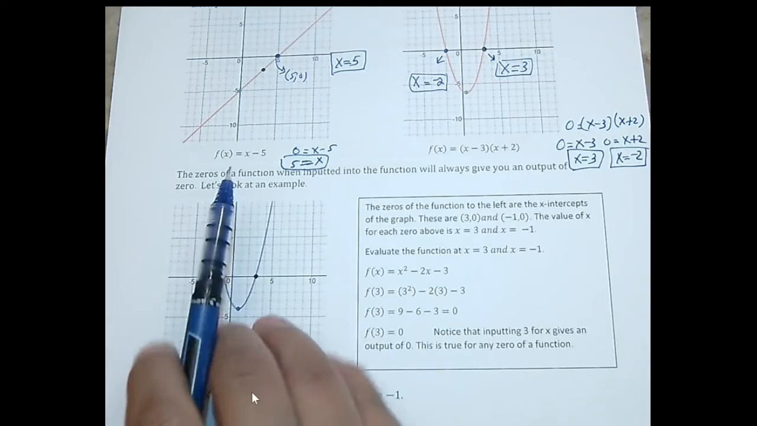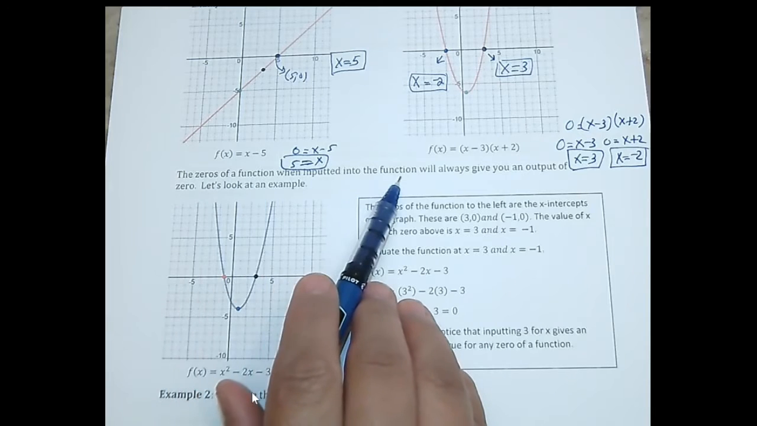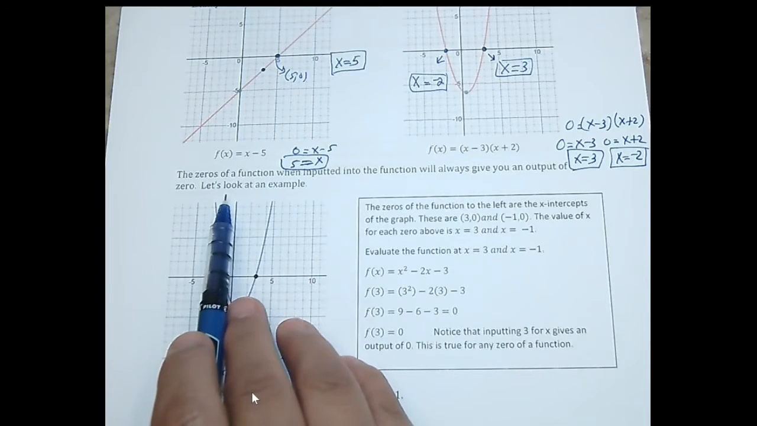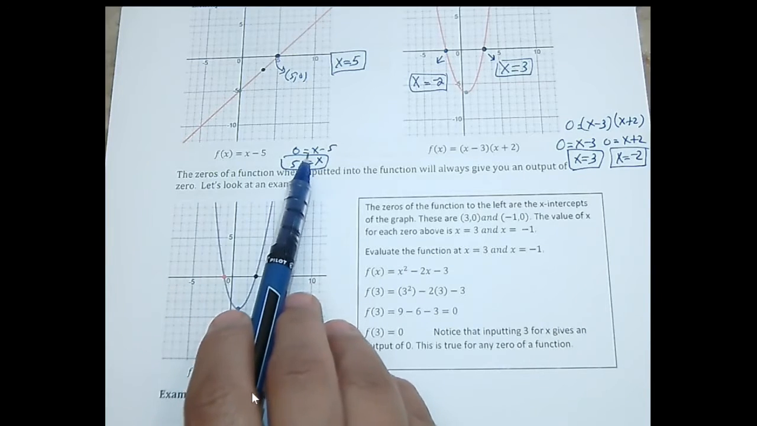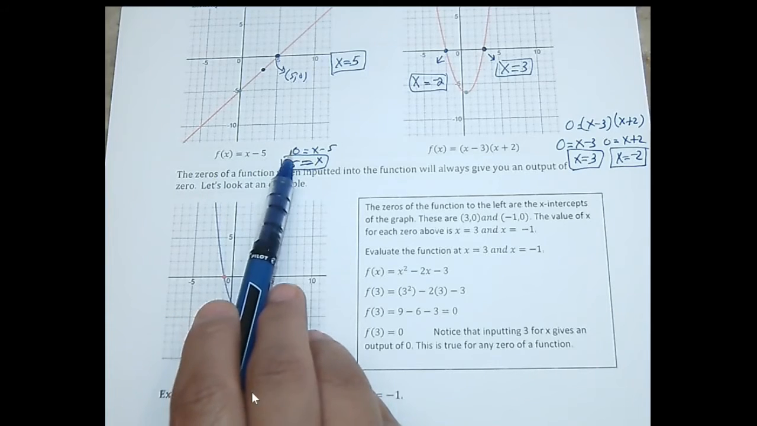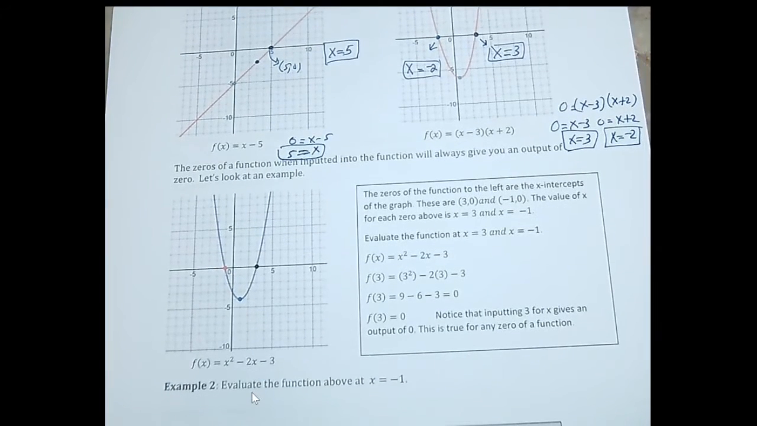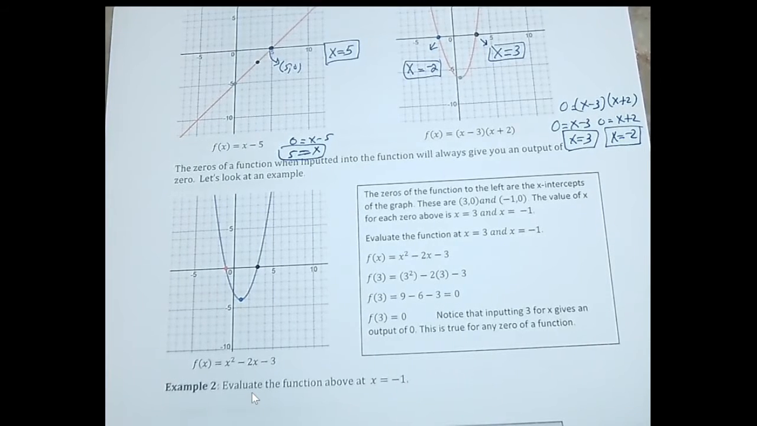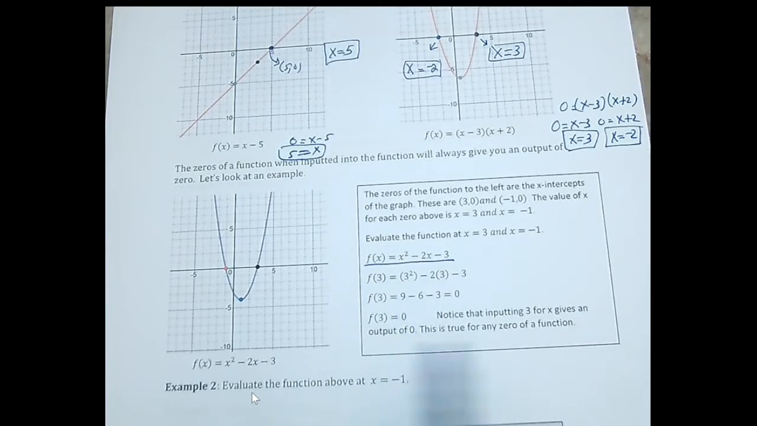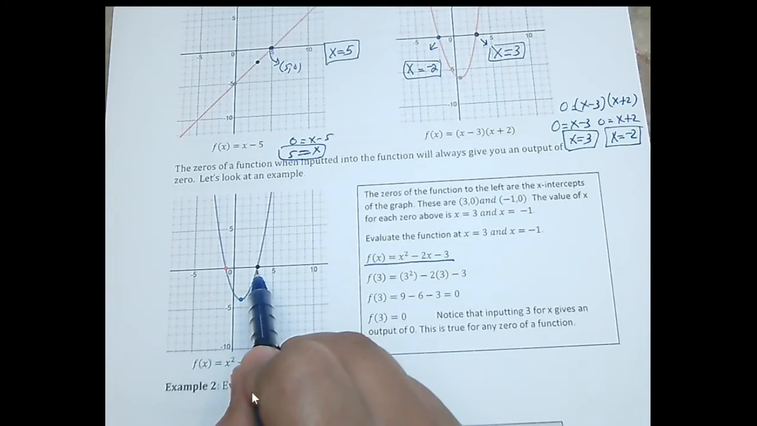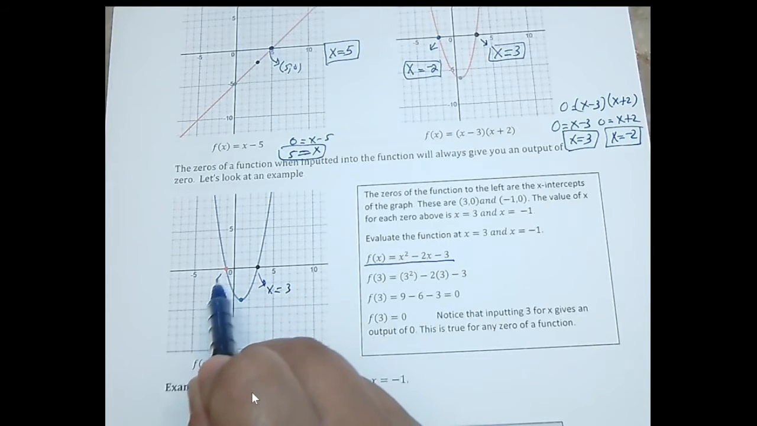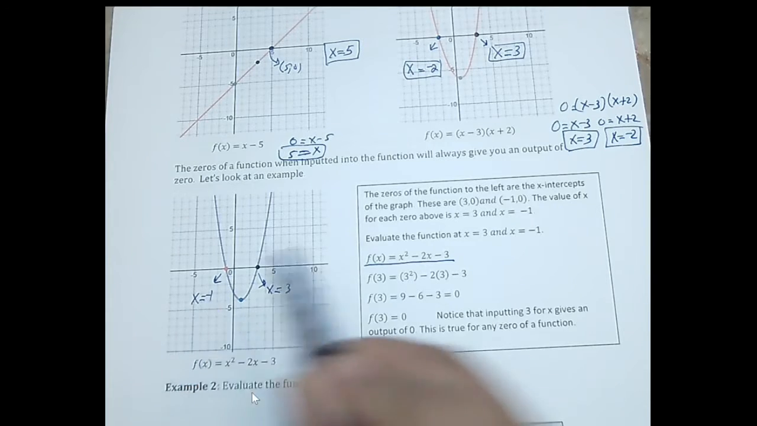So when we input the zeros of a function into the function, it will always give us an output of 0. And that's what happened here. If we input the 5, 5 minus 5 is always going to give us 0. So if we look at the next picture below, here we have an equation. This is the equation, and our zeros here are x equals 3 and x equals negative 1.